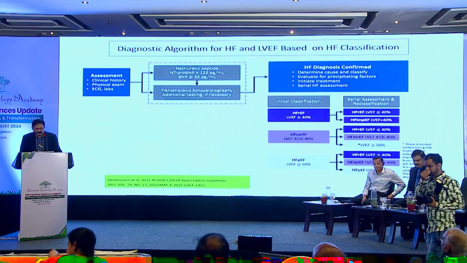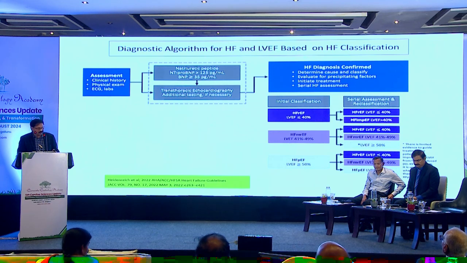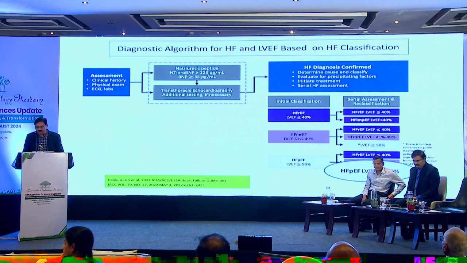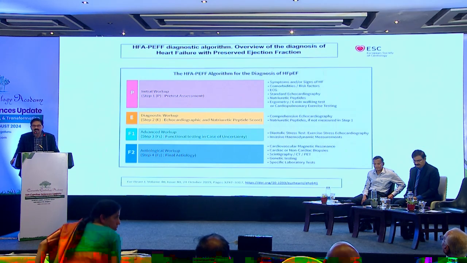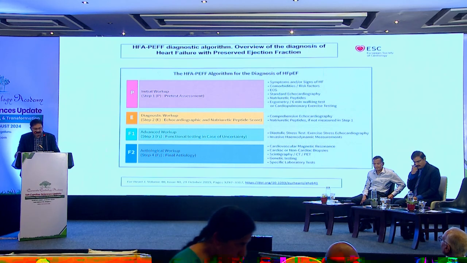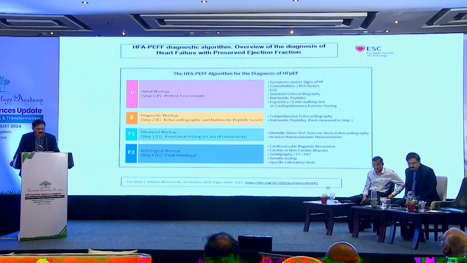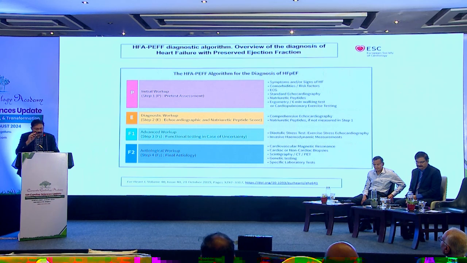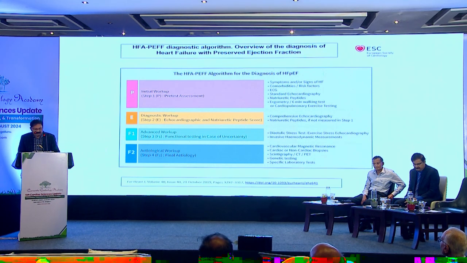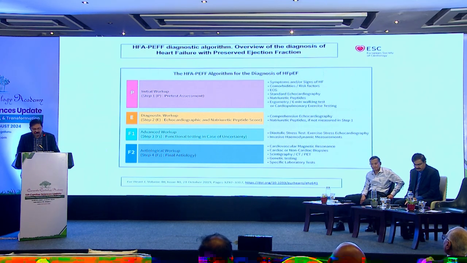So this is the diagnostic algorithm as per the guidelines. May I draw your attention here, wherein heart failure with preserved ejection fraction is LVEF more than 50%. Now this is the algorithm that I am following for the diagnosis of heart failure with preserved ejection fraction. It is P, F1 and F2. The P is the initial workup: symptoms and signs, comorbidities, ECG, natriuretic peptides, ergometry or the 6-minute walk test, and the CPET, or cardiopulmonary exercise test. Next up will be the diagnostic workup, advanced workup, and then etiological workup. So let's quickly rush through all these parameters.